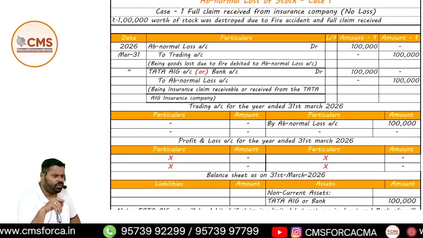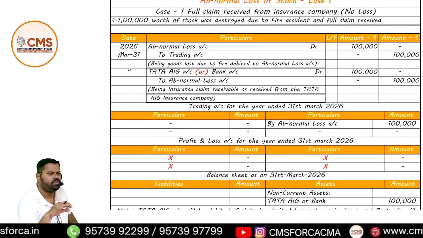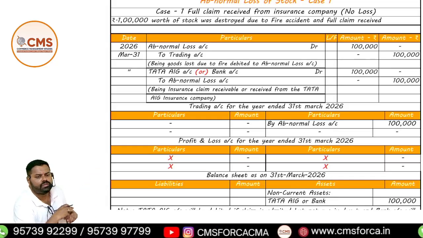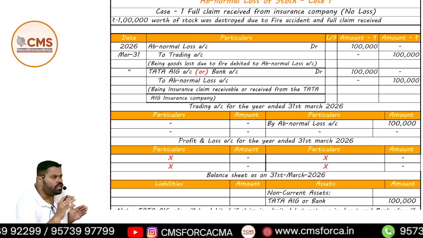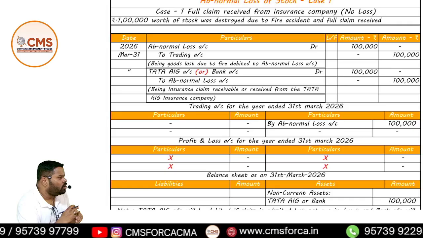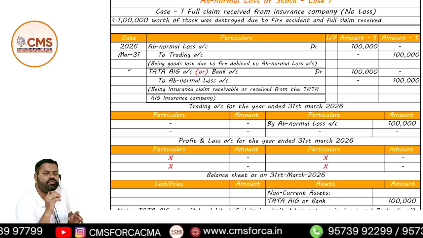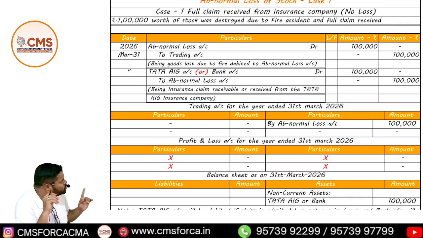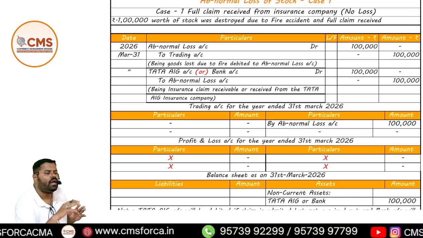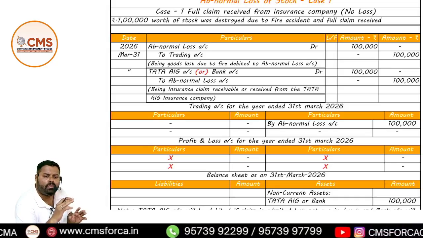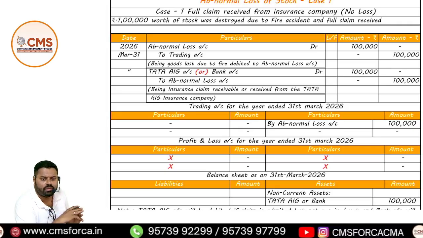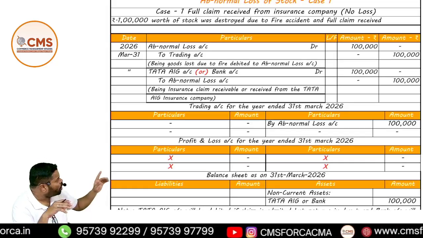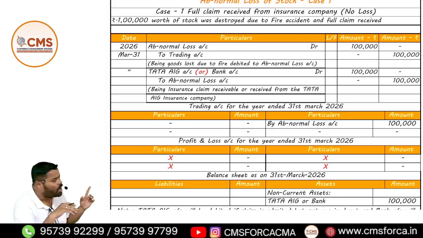What is it? I think, did we do this? We completed no, abnormal loss. I think we need to start it, right? What is this abnormal loss? Usually this loss should not occur, but if a loss occurs because of your negligence or because of some accident, it will be called abnormal loss. Or in layman language, abnormal loss is an avoidable loss. That is, if you would have taken reasonable care, you would have avoided this loss. That is called abnormal loss.